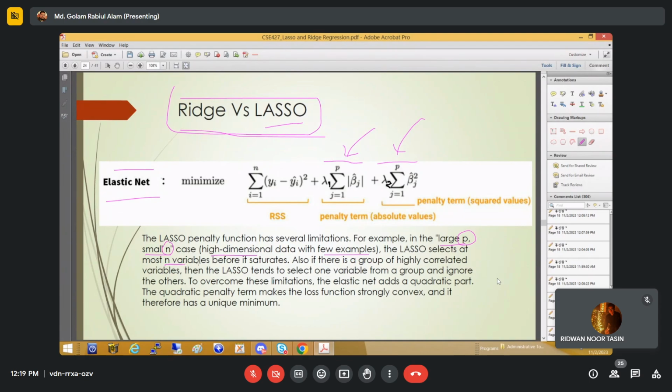So it will affect the performance. Also, if there is a group of highly correlated variables, then lasso tends to select one variable from the group and ignore the others. So this is a limitation. To overcome this limitation, the elastic net adds the quadratic part. That means in that case, the Ridge regression will take part, so that it will not ignore those variables.